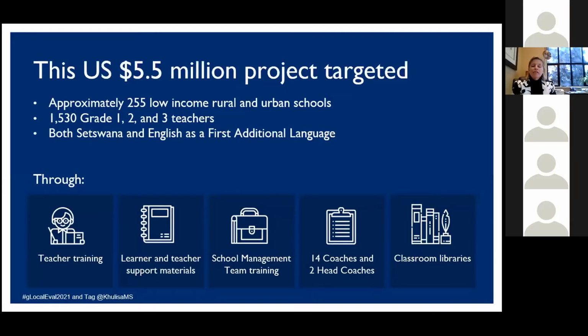So essentially it's a $5.5 million project, and it was targeting approximately 255 low-income rural and urban schools to reach 1,530 teachers in the foundation phase, which is grades 1 through 3, and focusing on learning to read in both Setswana and in English as a first additional language. So the program did teacher training, it provided learner and teacher support materials, it provided management support, it provided coaching and classroom libraries.